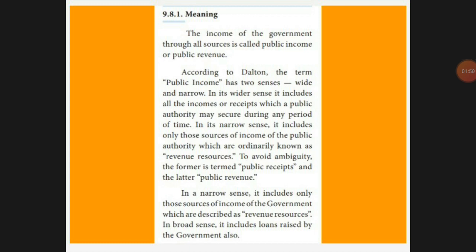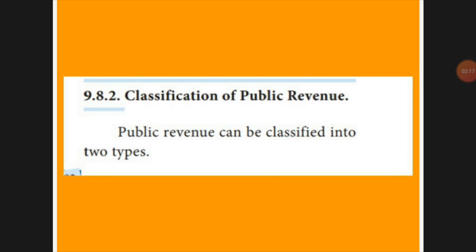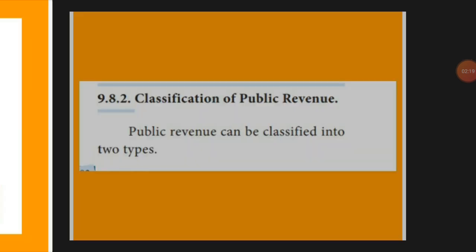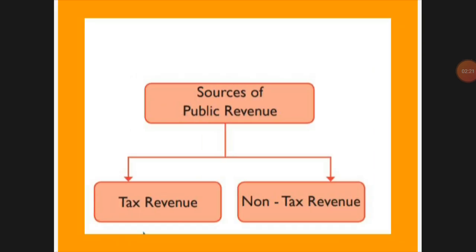Narrow sense means the income of a government, the source of what the government is getting as income. That we can say is the narrow sense. In the broad sense, it means the government raising a loan. So this public revenue can be classified into two: tax and non-tax revenue.